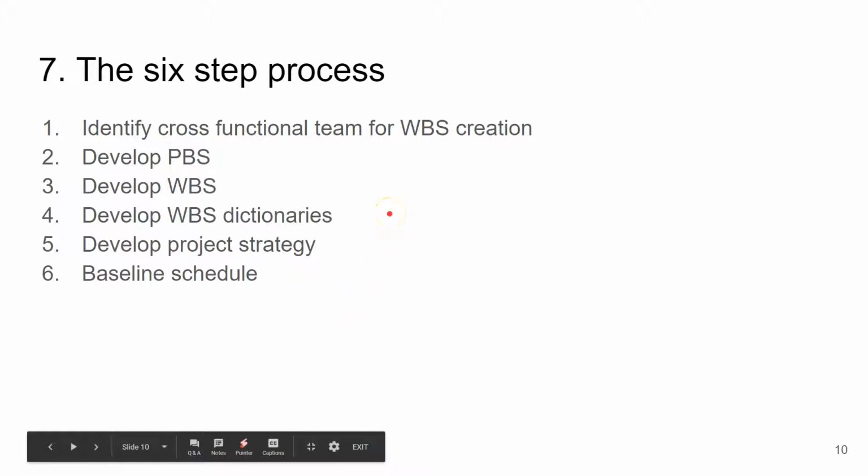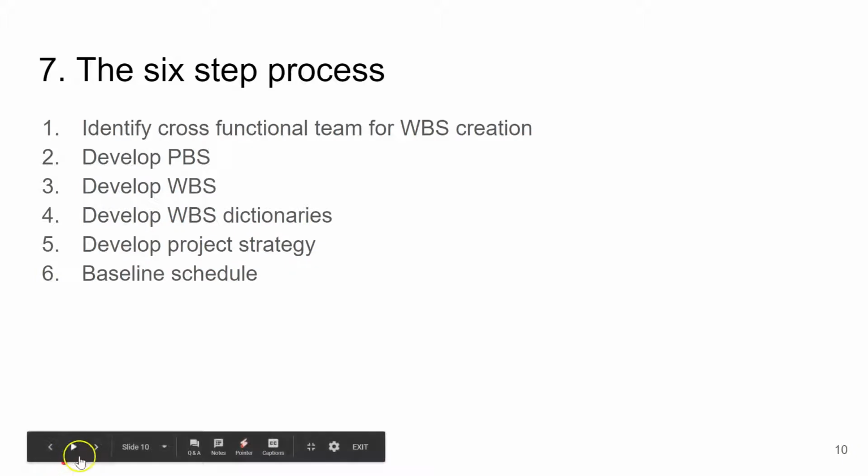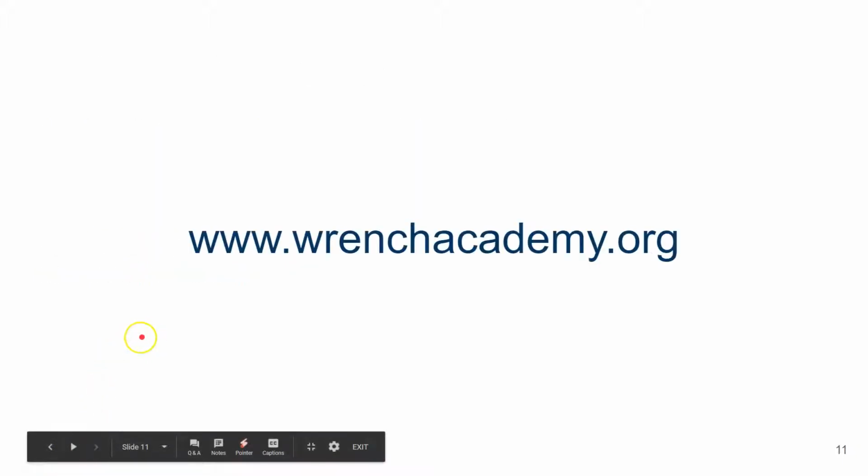Now, to summarize the six-step process: identify the cross-functional team for the WBS creation, develop a product breakdown structure, derive the work breakdown structure from the product breakdown structure, develop the WBS dictionaries, develop the project strategy, and baseline the WBS. So these are the steps involved. Thank you.